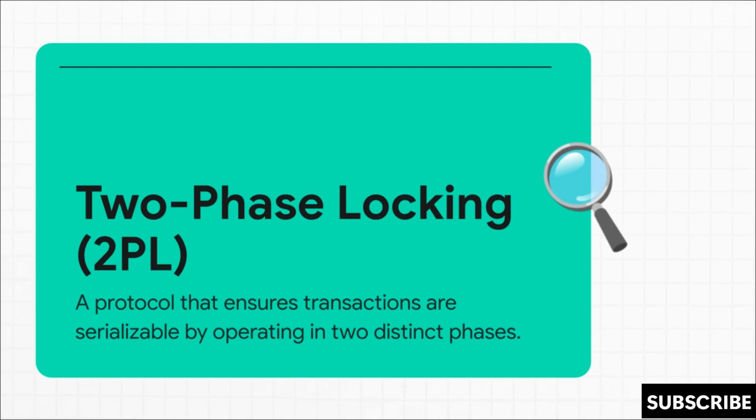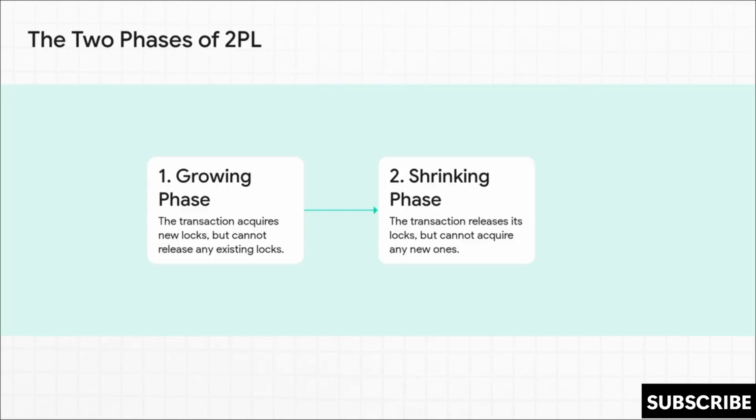You can think of it as the master plan that makes sure everything happens in exactly the right order. And the rule is simple, but it is incredibly powerful. First, you have the growing phase. This is where a transaction goes around and acquires all the locks it's ever going to need to do its job. Once it has everything, it does its work, and only then can it enter the shrinking phase and start letting go of those locks. The key is you can't go back and get more locks once you've started letting them go.